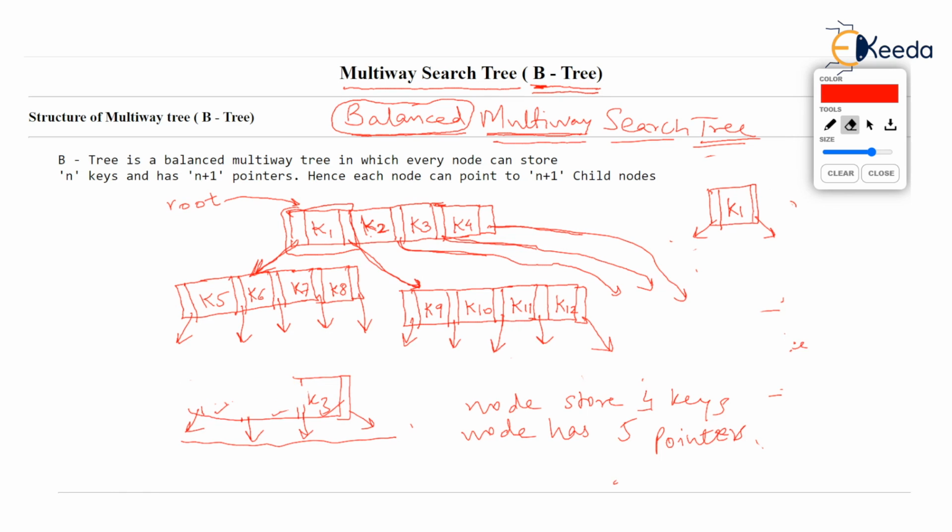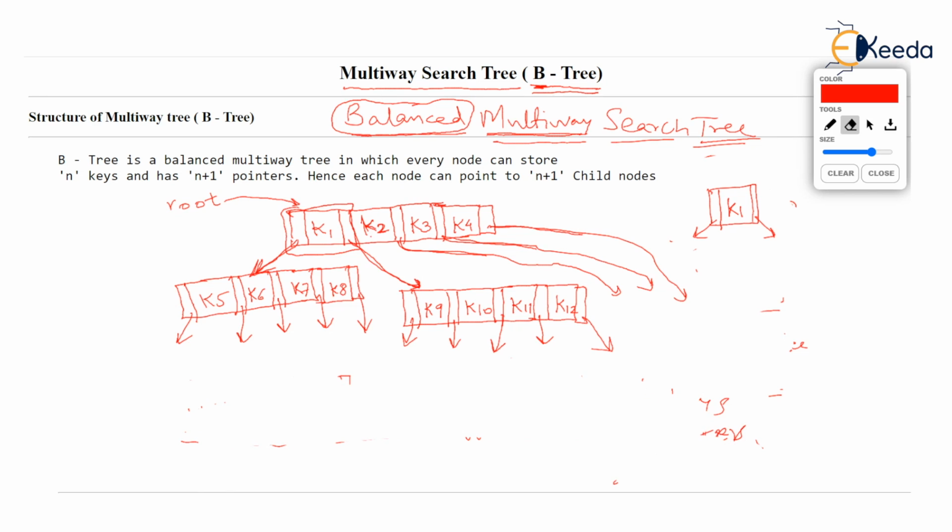Now, coming back to this picture, let's see what the left pointer of K1 is doing. As you observe in the picture, this left pointer of K1 is pointing to a node. And of course, that node should have the same structure as its parent, because all these nodes belong to the same tree, isn't it? So the left node over here should also have capacity of storing 4 keys.